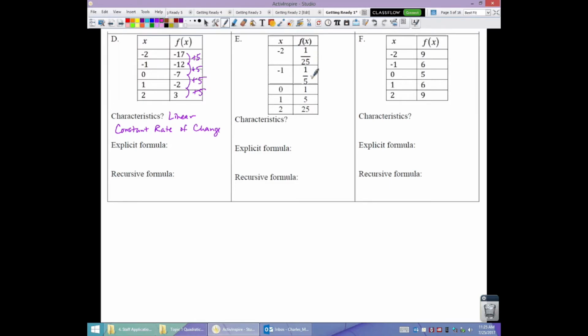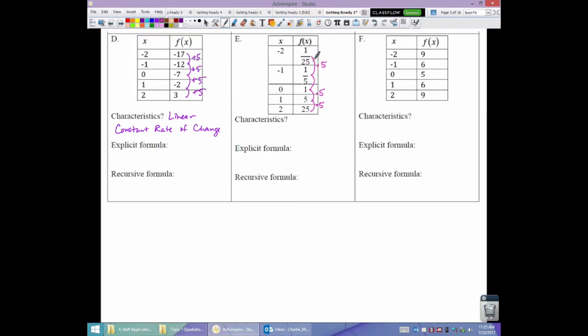From 1/25 to 1/5, you might not know right away how that changed. From 1/5 to 1, you might not recognize. But from 1 to 5 multiplies by 5. From 5 to 25 multiplies by 5. And then when I see what I believe the pattern to be and check it with these, it does hold.